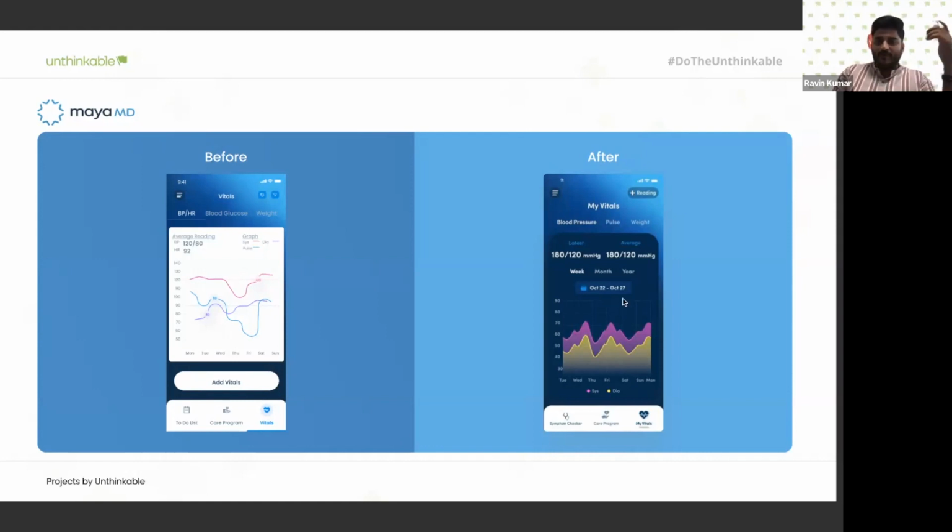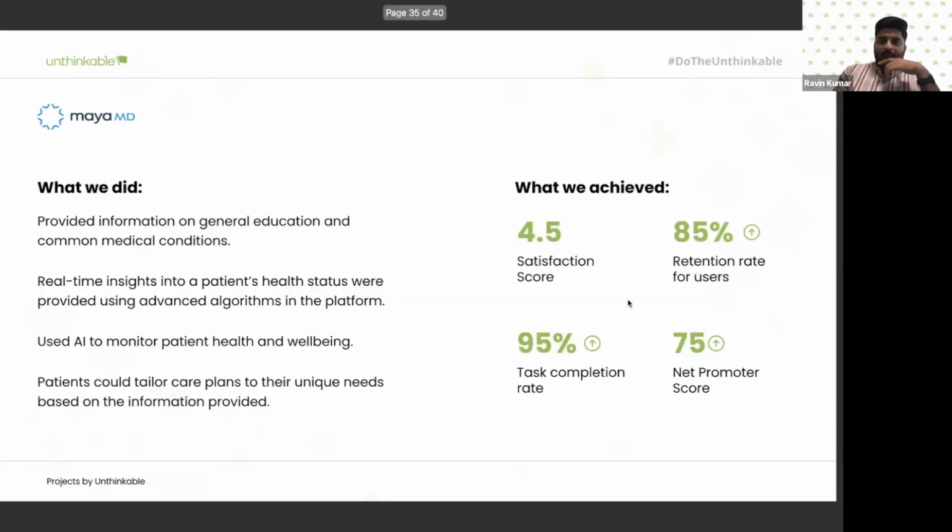We also provided them with some additional functionalities like filtering down certain things here and there. And these are the quick figures about the satisfaction score and retention rate. Again, it's the same sort of thing that we have achieved through this particular redesign practice that we had with my MD.